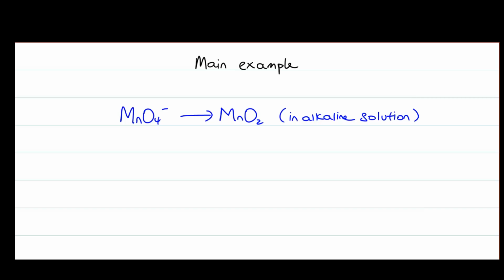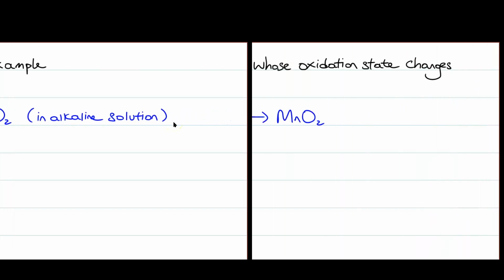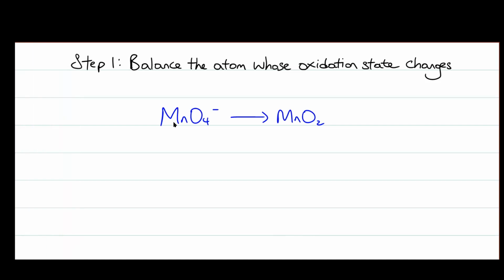Permanganate ion MnO₄⁻ changes to manganese dioxide MnO₂ in alkaline solution. We will first balance it using the acidic steps and then convert it into alkaline form. First, balance the atom whose oxidation state changes. Here, manganese appears once on each side, so manganese is already balanced.